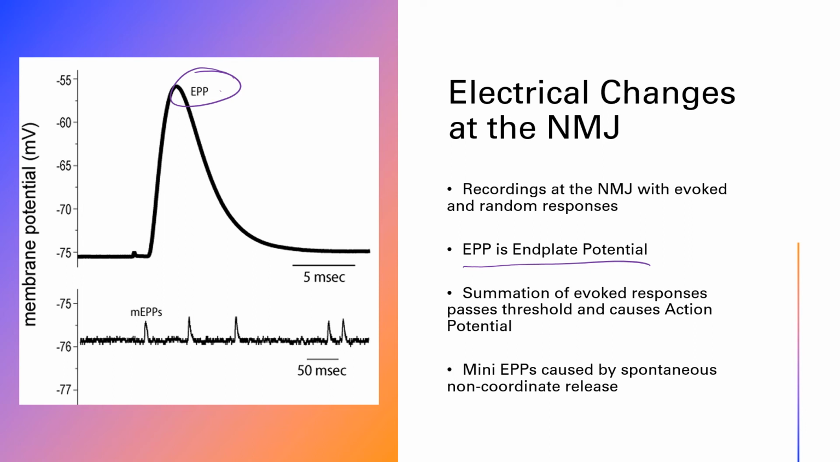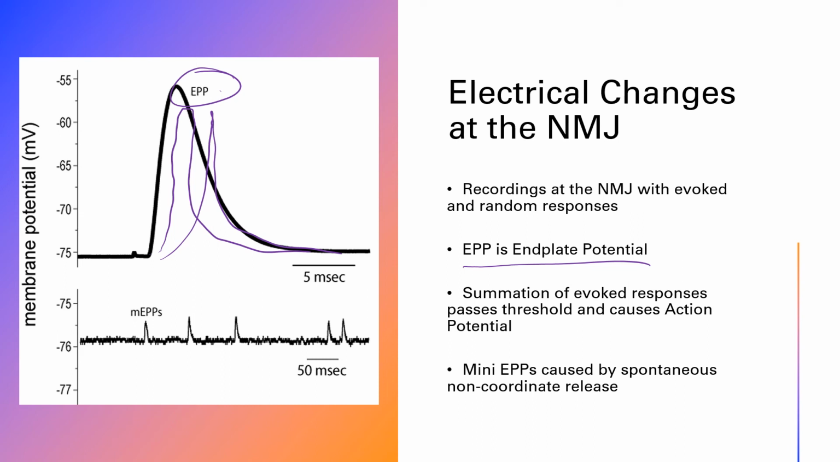Now you can imagine if you get multiples of these end plate potentials, so multiple responses coming in, and they sum together, you're eventually going to cross threshold and you're going to develop the action potential in the muscle fiber, and you get the muscle to contract.